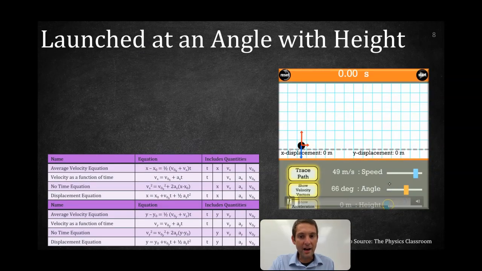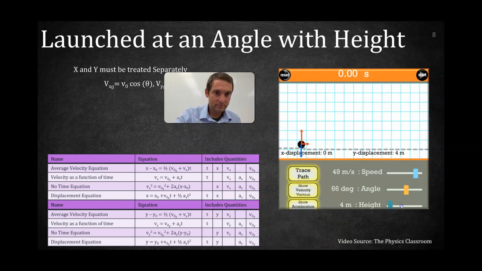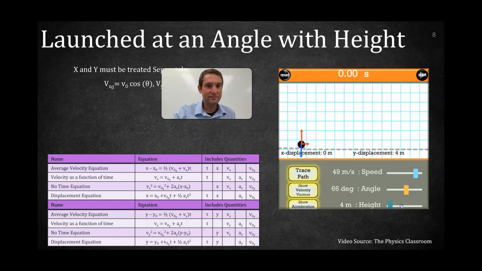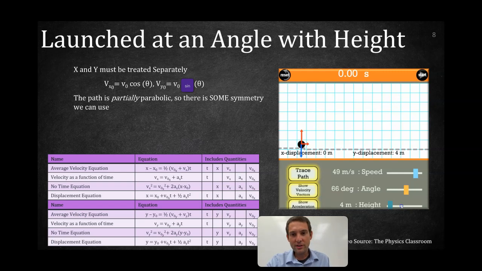If you are at a height, it's going to be very similar to being launched at an angle. Of course, we're going to keep x and y treated separate. Initial velocity in the x is initial velocity times cosine theta. Initial velocity in the y is initial velocity times sine theta. The path is only partially parabolic, as we'll see here. So there is some symmetry we can use.